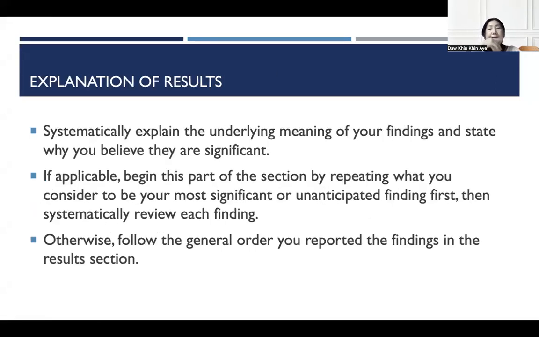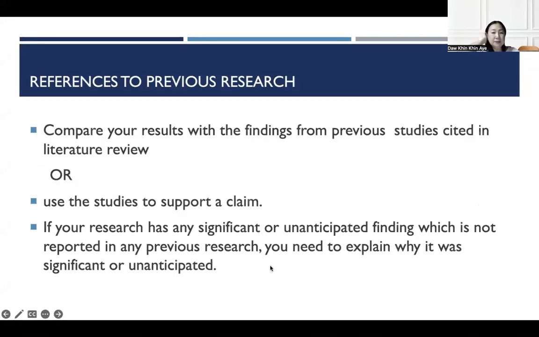Now, when you explain the result, that is where you have the discussion. Systematically explain the underlying meaning of your findings and state why you believe they are significant. You justify it. If applicable, begin this part of the section by repeating what you consider to be your most significant or unanticipated finding first, then systematically review each finding and discuss it, okay? Otherwise, follow the general order in which you reported the findings in the result section, okay?